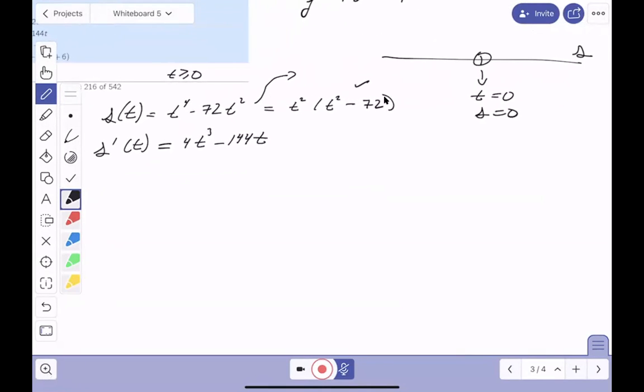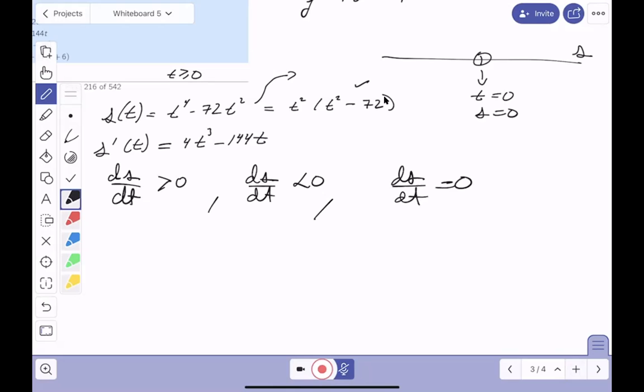Right. So what's a derivative give me? It gives me ds/dt. So what do I want to know? I certainly want to know, when is the velocity greater than 0? When is the velocity less than 0? And when is the velocity equal to 0?